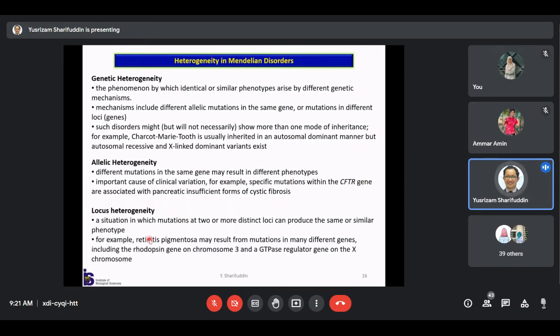So locus heterogeneity is a situation where mutation at two or more distinct loci can produce the same or similar phenotype. For example, retinitis pigmentosa may result from mutation in different genes, including the rhodopsin gene, CORXL3, and the GTPase regulator gene on the X chromosome. Locus heterogeneity means that mutation at two or more distinct loci can produce the same or similar phenotype. Again, one example of this, if we want to talk about Mendelian, non-Mendelian inheritance.